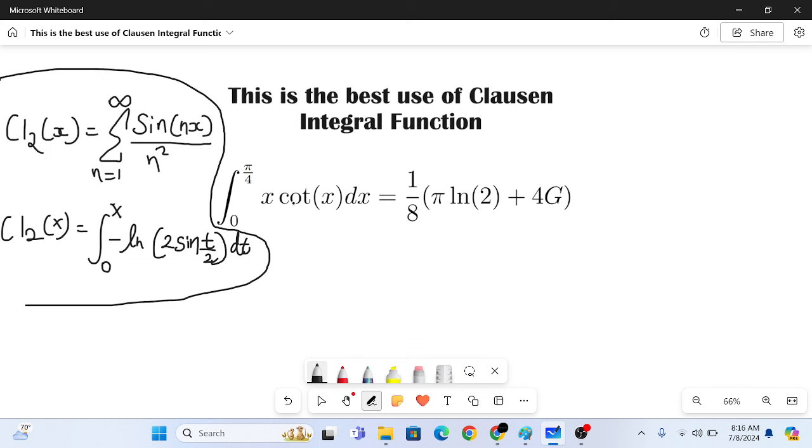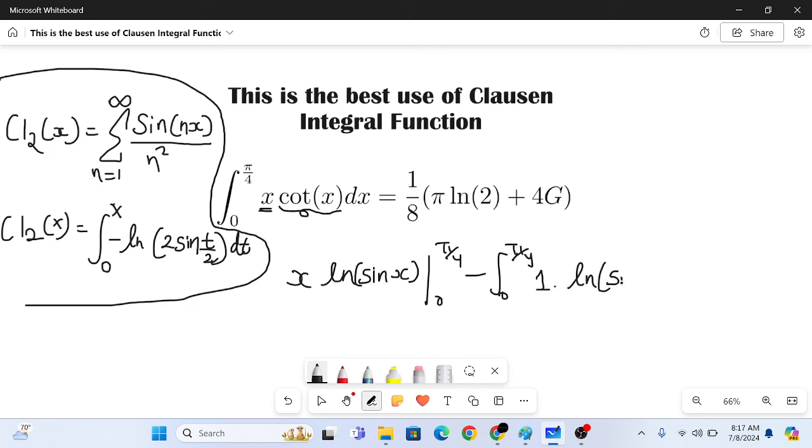So first of all, let us try to simplify this cot x by using integration by parts, and also this x gets simplified. So let me do that. x, and the integral of cot x is ln of sine x, and this goes from 0 to pi by 4, minus integral from 0 to pi by 4. The derivative of x is 1 and the integral of cot x is just ln of sine x dx.